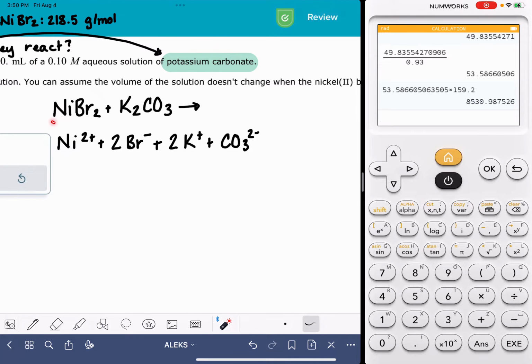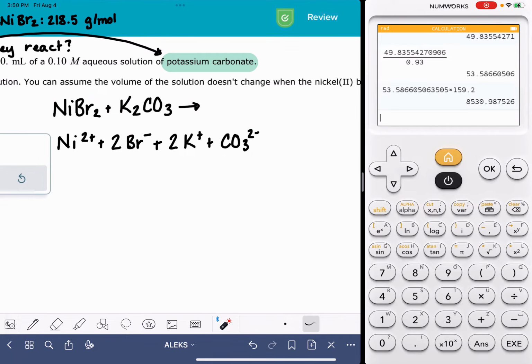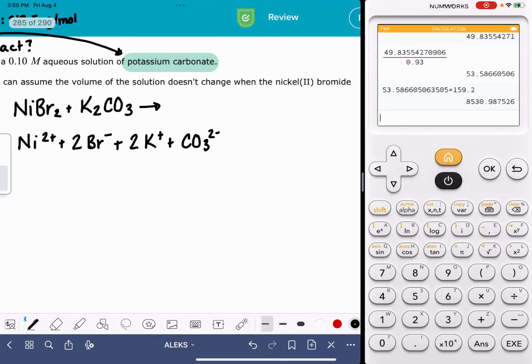And again, one more time, if you don't know how to do this process, I'm not going to go over it in this video because the video is long enough as it is, but you can look back for videos on precipitation reactions, writing net ionic equations, things like that. That's where I go over how you would go about solving this part of the problem.